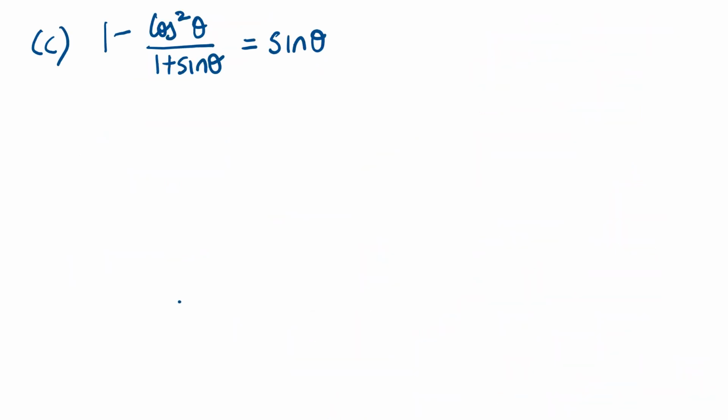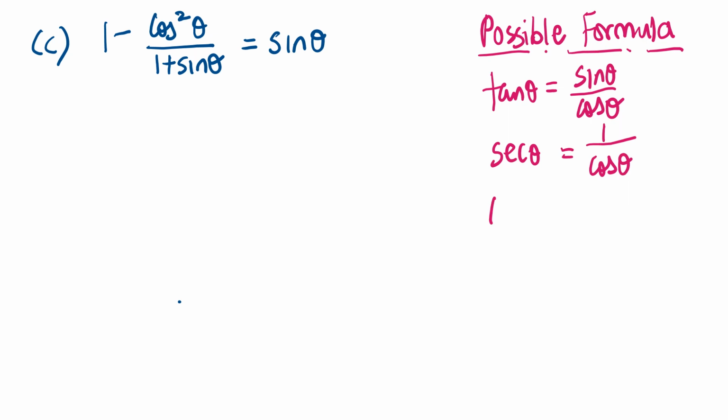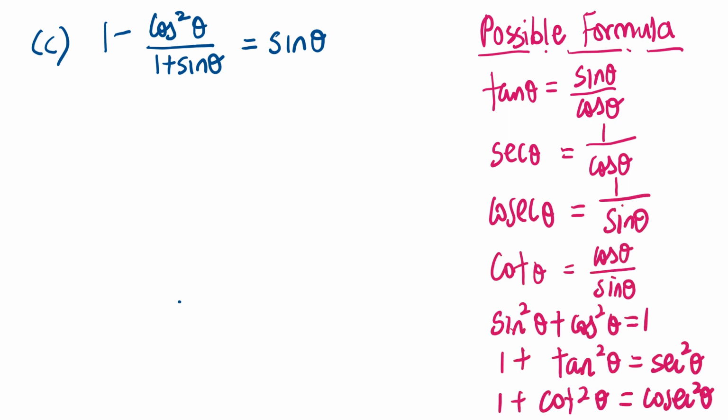Alright, let's do a slightly more challenging question. As usual, let's write down all the possible formulas that we can use: your ratio identity, reciprocal identity, and the Pythagorean identities. So which one should we use? We should start to prove from the left hand side. And of course, if we are talking about cosine squared theta, then you'll be using your Pythagorean identity.